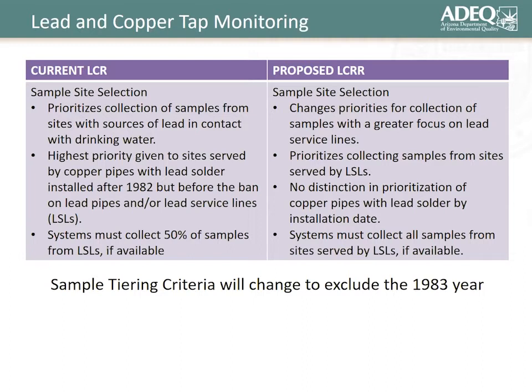Additionally, if systems have lead service lines, they have to include all lead service lines in their sample results, whereas before, with the current lead and copper rule, only 50% of their samples were required to be sampled from lead service lines.